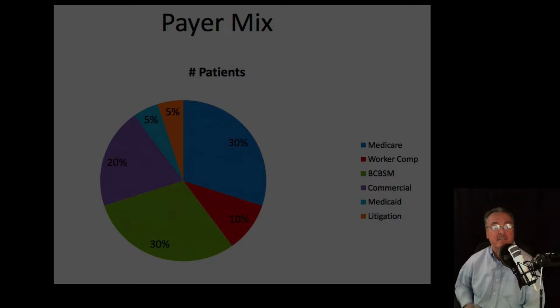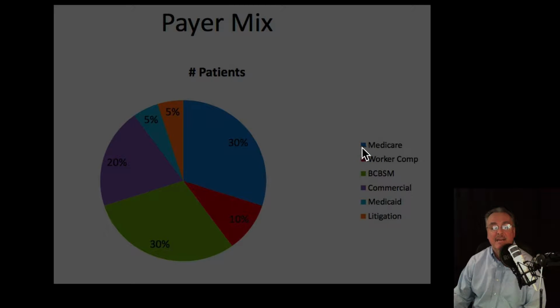Now, payer mix can be expressed by the number of patients from each of those sources. It could be expressed by the number of dollars earned. It could be expressed by the number of visits. In this case, this example that we're looking at right here is a payer mix that's by the number of patients. That's not necessarily the most common, but it's the one that we're showing you here.